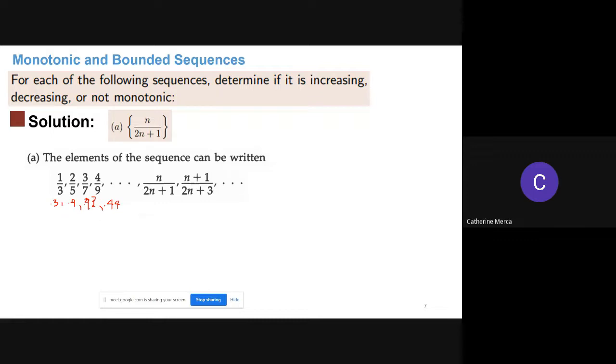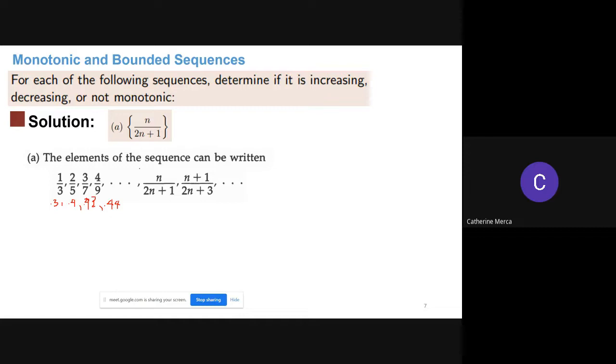So, what did you notice? Is it increasing or decreasing? Increasing, ma'am. Increasing, okay. So you already have an idea that the nth term would be n over 2n plus 1, and the n plus 1 term would be n plus 1 over 2n plus 3. Remember that you are asked to determine if it is increasing. Based on the values that you have, 0.3, 0.4, it is increasing. But you have to prove that it is increasing all throughout.